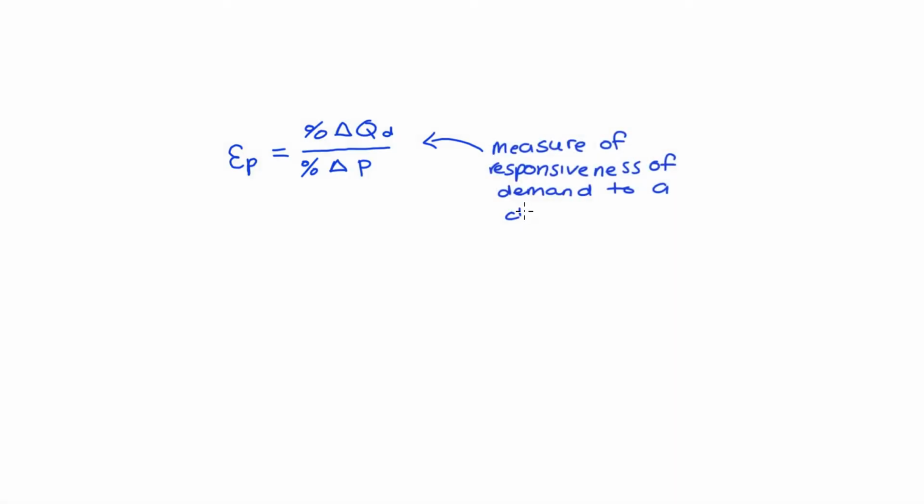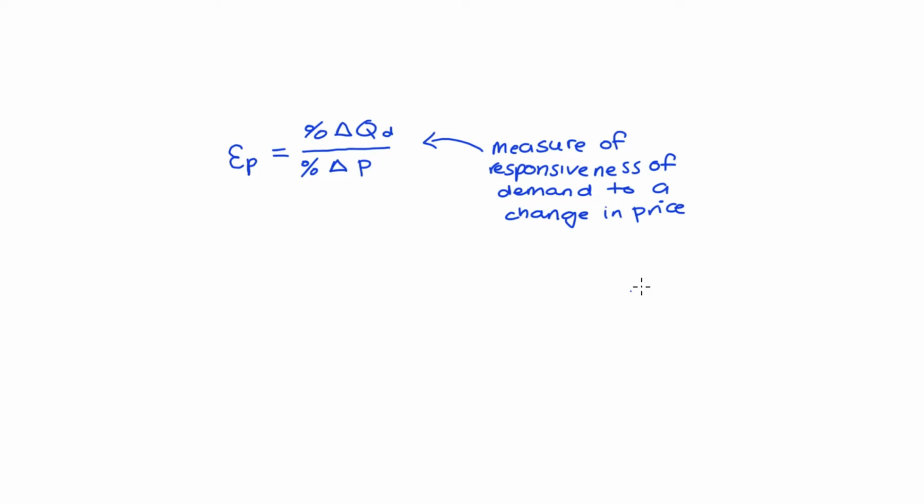So the price elasticity of demand, which I will denote epsilon p, is a ratio of the percentage change in quantity demanded, that's on the numerator, and on the denominator we have the percentage change in price. Now the elasticity itself is a measure of responsiveness of demand to changes in price. And so these two changes are related to one another. We're looking at a percentage change in quantity demanded that has occurred as a result of a change in the price.